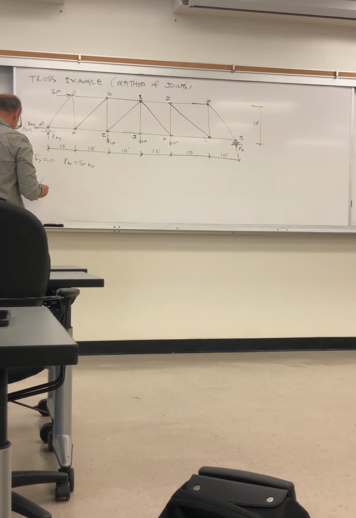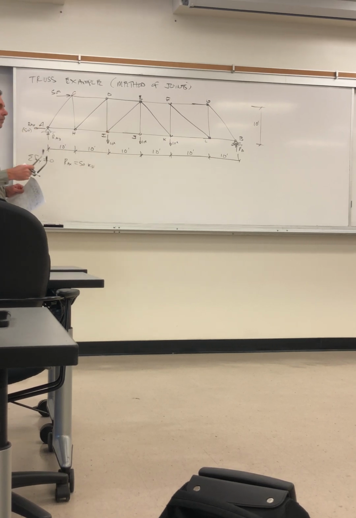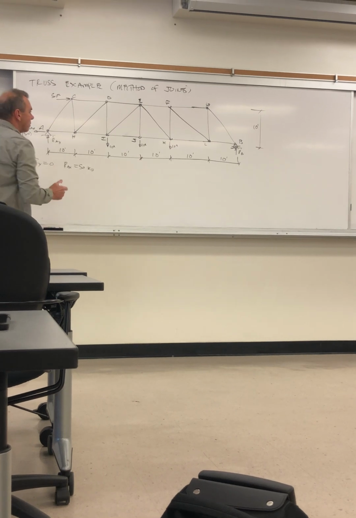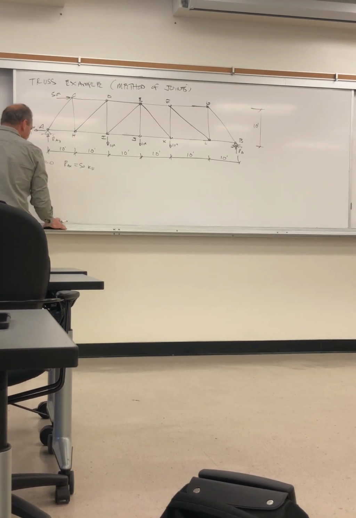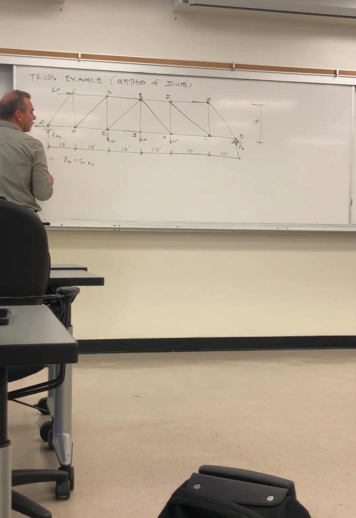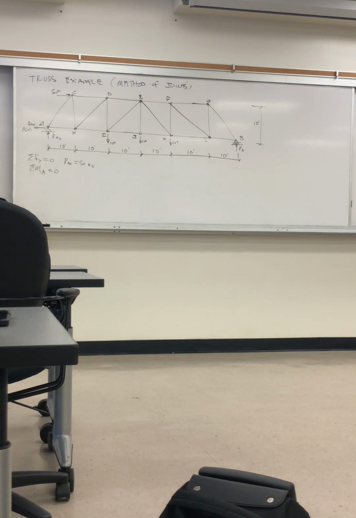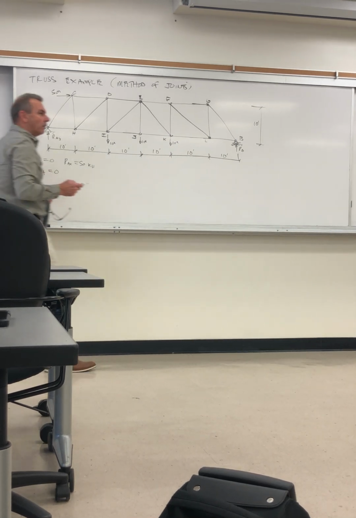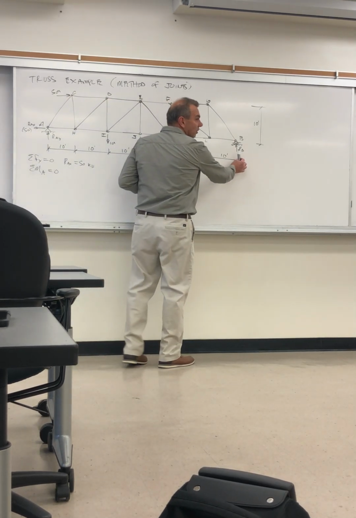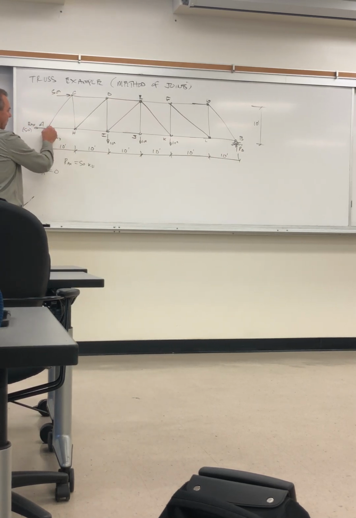Okay, let's solve for the reaction at B. The way we do that is we're going to sum moments about A, right? So we have R sub B. Summation of moments about A equals 0. And when you sum moments about A, you have the reaction at B multiplied by the whole length, right? So you're taking moments about an axis coming out of the page right here.